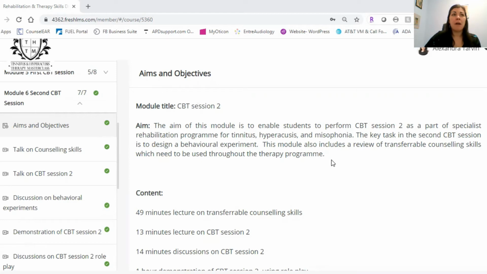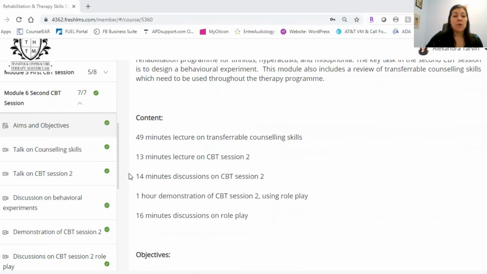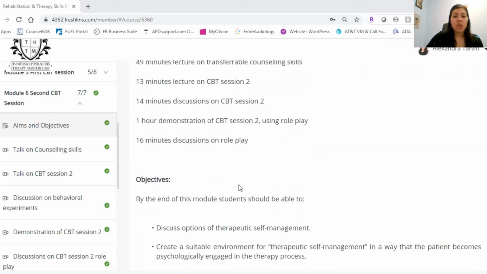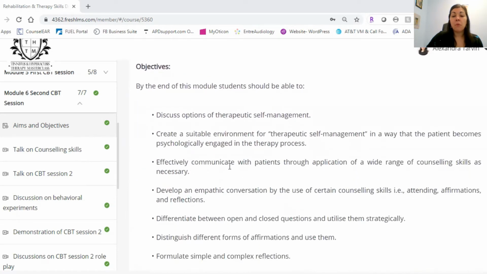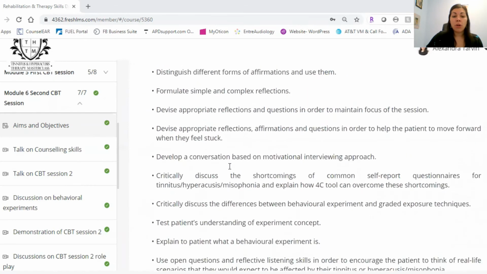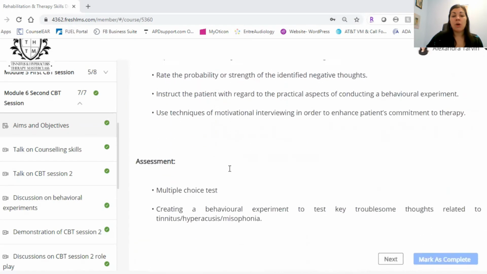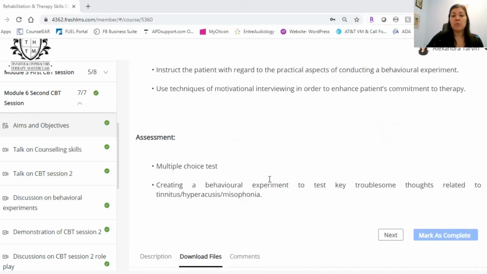The main point of the second CBT session is to design what is called a behavioral experiment, and then reviewing some previous skills that you've already talked about in other parts of your appointments with your patient. And so as you can see here, you're able to get a breakdown of the course, as well as what the objectives are for this module in the course. And at the end of the course, you also have an assessment that you can complete to ensure that you have a good understanding of the material.